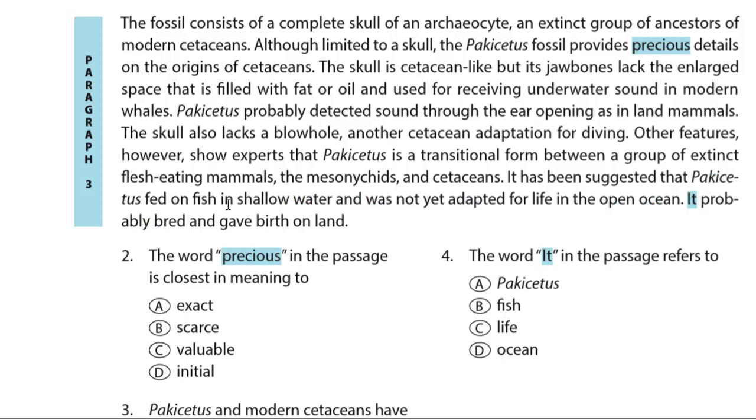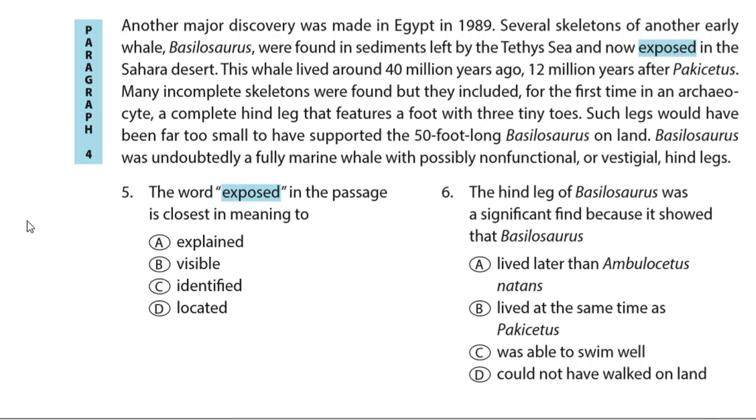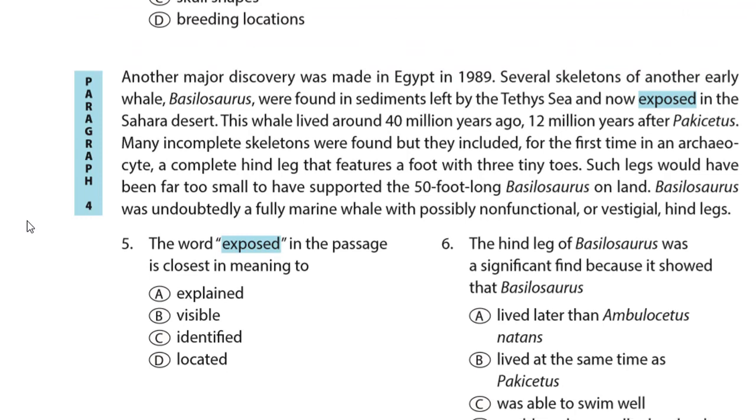Fed on fish, say they were eating fish in shallow water and then was not yet adapted for life in the open ocean. It probably bred, so fish is not a correct answer because fish was eating. Life is not a good answer because life cannot breed, ocean cannot breed, so Pakicetus is the correct answer. Now we move to question number 5. The word exposed in the passage is closest in meaning to.